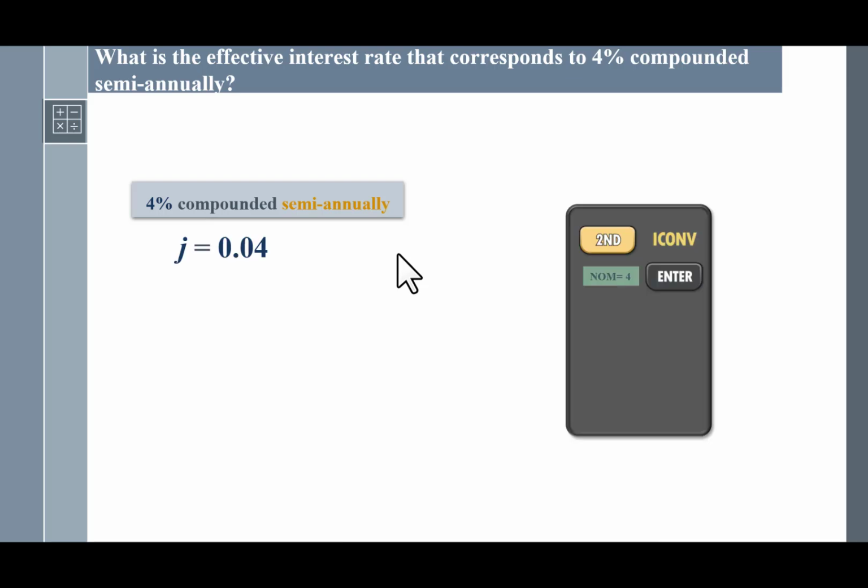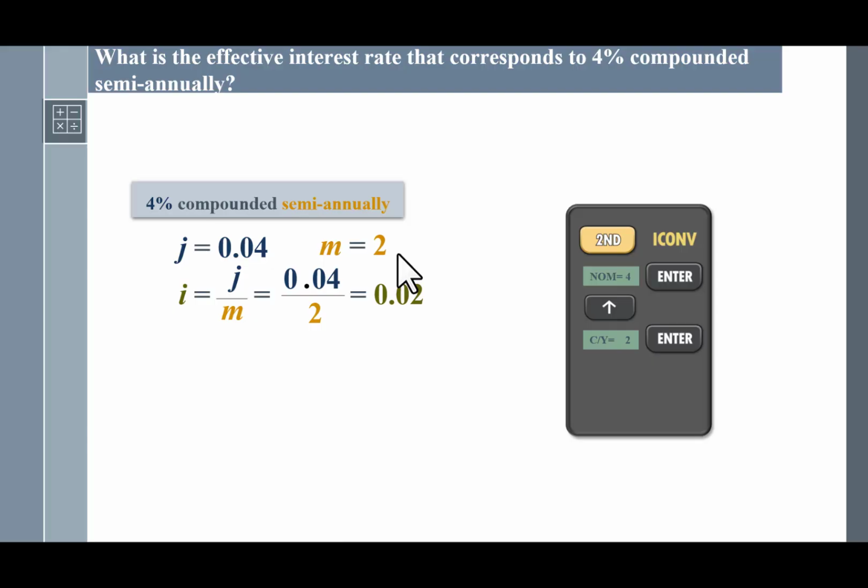What is the effective interest rate that corresponds to 4% compounded semi-annually? Since this is the nominal, we have to find the periodic interest rate if we use the formula. If we use the calculator, you don't have to convert anything. Just put 4 as the nominal, press up, put 2 as the compounding period, and then calculate the effective.